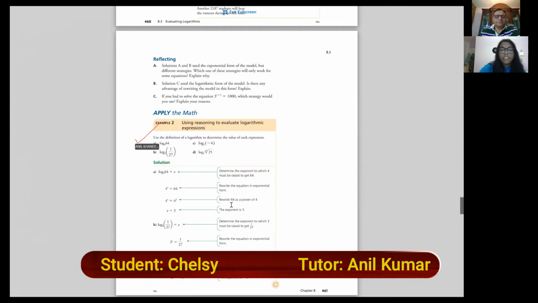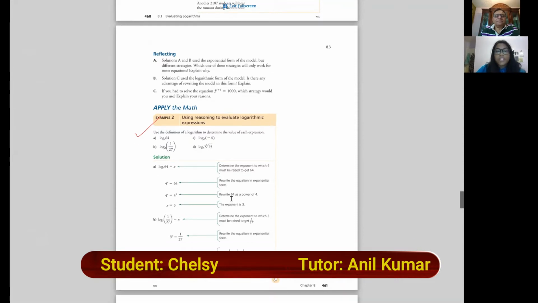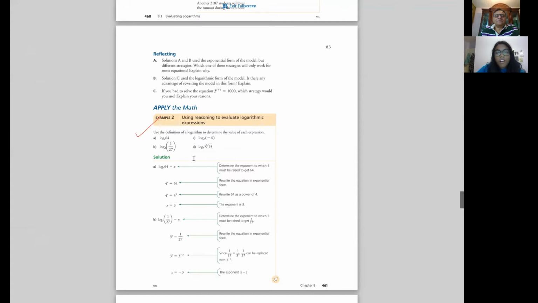Example 2, using reasoning to evaluate logarithmic expressions. Use the definition of a logarithm to determine the value of each expression.